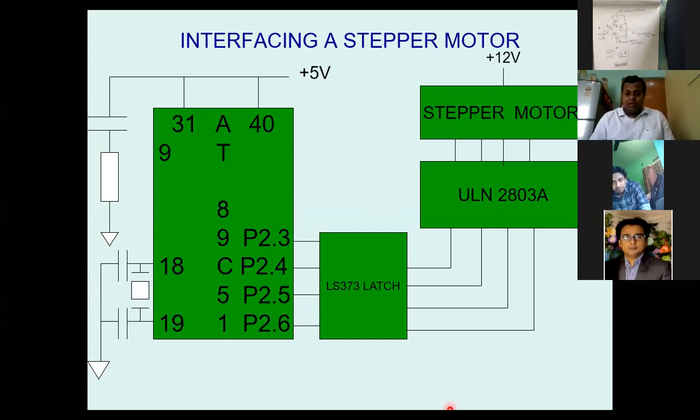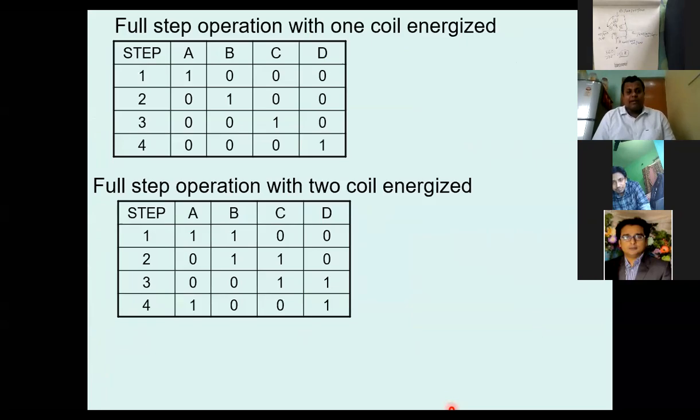If I show you a table, it will be understood. First, just see A energized, then B, then C, then D. All bits are zero except A, which will be one. Then B will be energized, with all other bits zero. C will be energized, all other bits zero. And last, D will be energized, all other bits zero. In this way, the motor will rotate clockwise. On the other hand, for anti-clockwise, it is reversed.